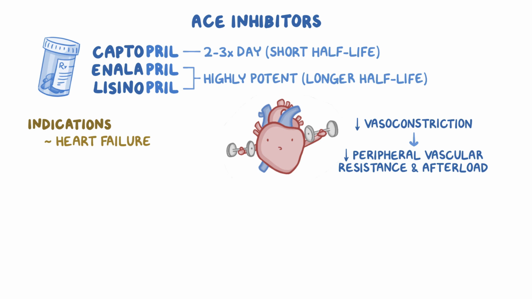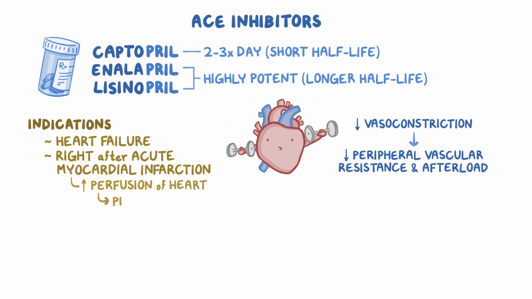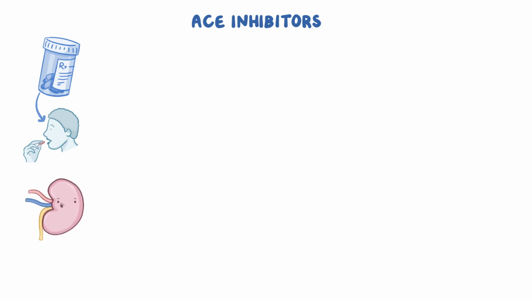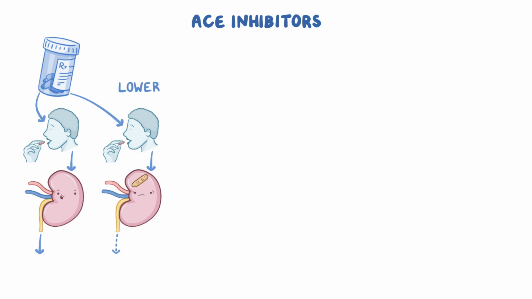ACE inhibitors should also be given right after someone suffers an acute myocardial infarction in order to increase the perfusion of the heart to prevent further ischemic damage. Most ACE inhibitors are taken by mouth and they are eliminated by the kidneys, so care must be taken with people that suffer from renal impairment who must receive lower doses.